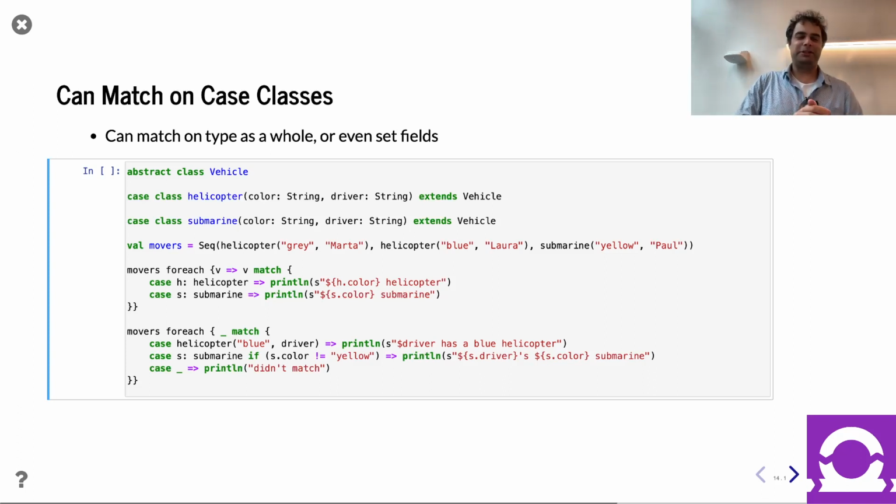Okay, let's say we want to pattern match on case classes, right? So we have two case classes, helicopter and submarine. They both include a color of the vehicle as well as a string for the driver.